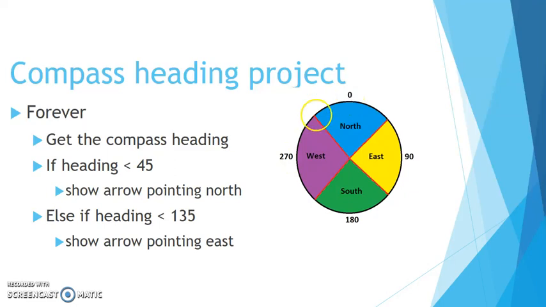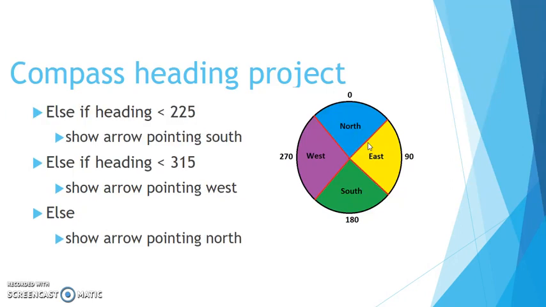So what we're saying is if the heading is less than 45, so we're in this situation here, then we should point north. So we're just going to show an arrow pointing north. If it is not less than 45 but is less than 135, then we're in this situation here where it's greater than or equal to 45 but less than 135, and in that situation we're going to show the arrow pointing east.